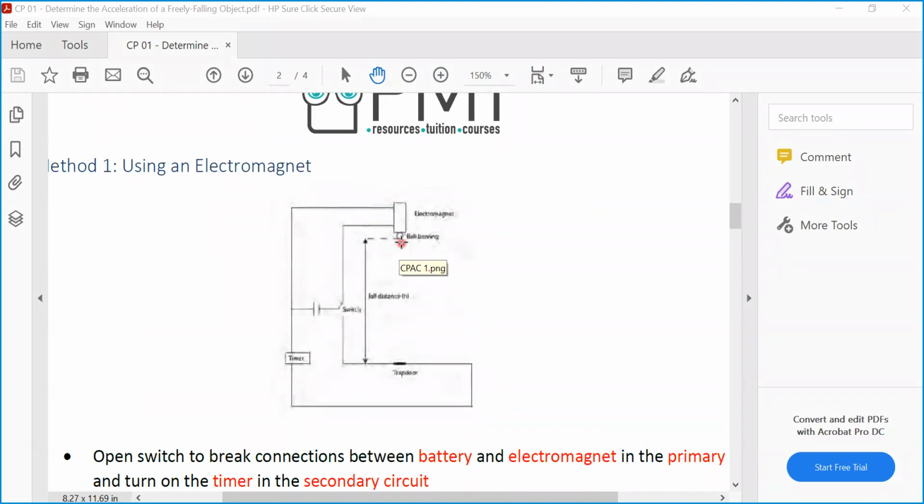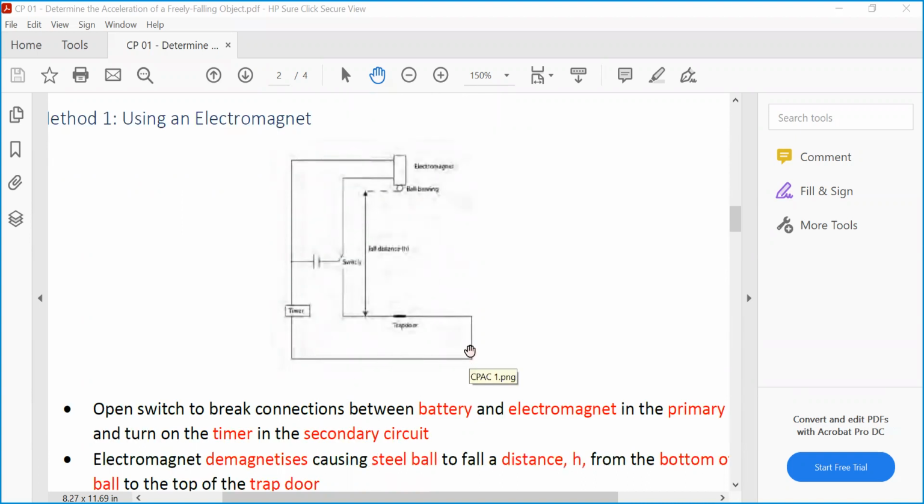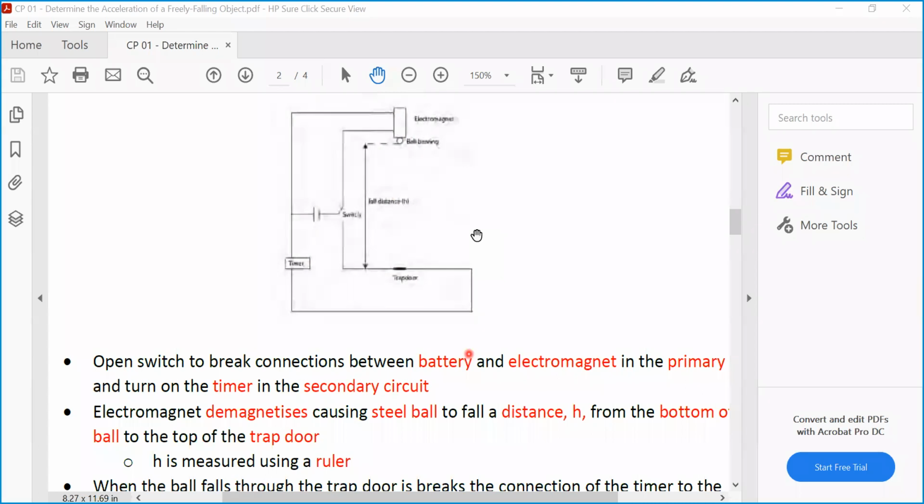And here there's a ball. We can let this ball freely fall. We can let it free fall this distance. And yes, there's a detector. Timer is also there. So let's see what we are going to do now.